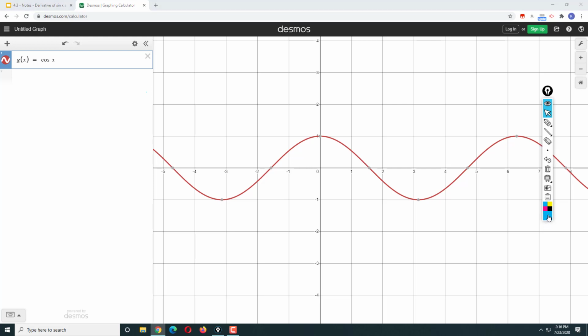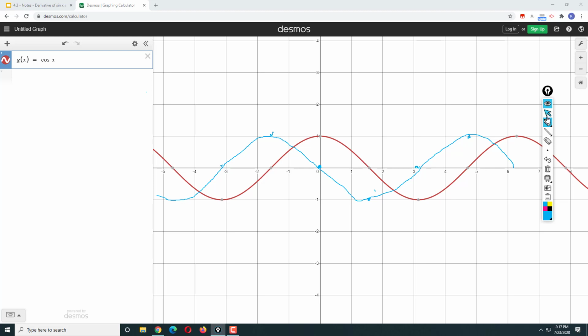So, at x equals 0, cosine x is at its maximum, so it's not going up or down anymore. So the slope is 0 right here. At x equals 90 degrees, the slope is negative 1. At x equals pi, the slope is 0 again. At x equals 270 degrees, the slope is 1. And so forth. So let's draw a graph of the derivative of cosine x.